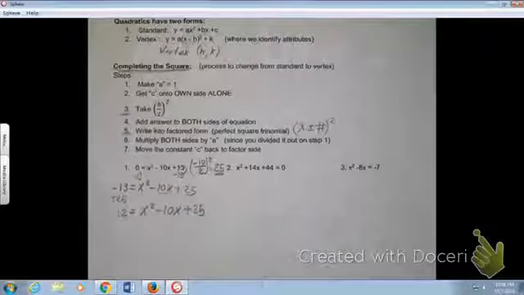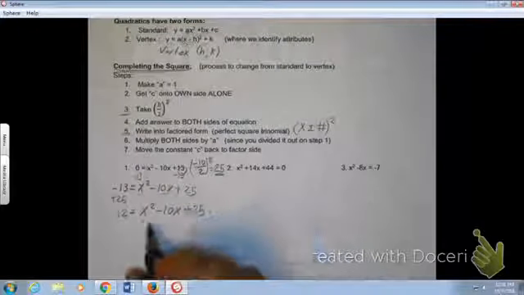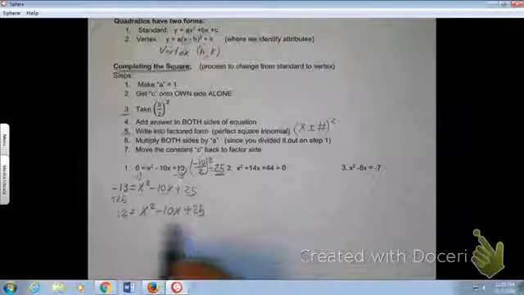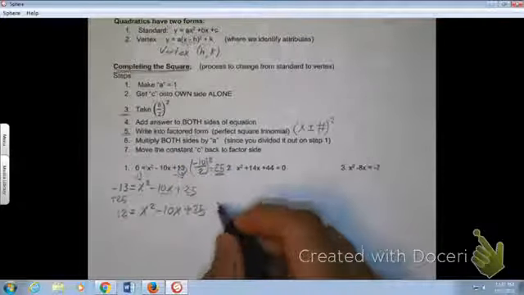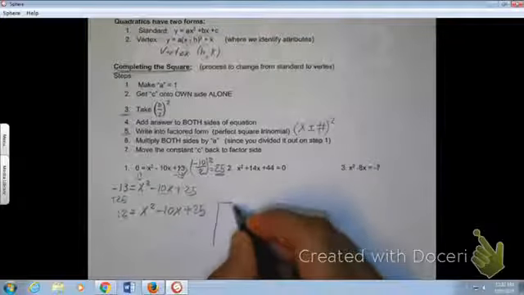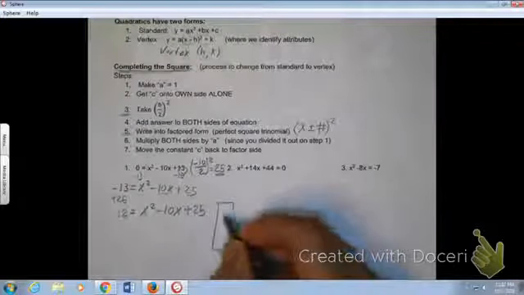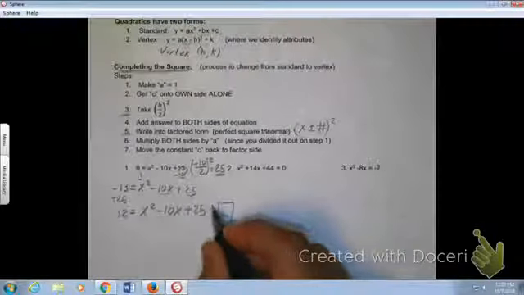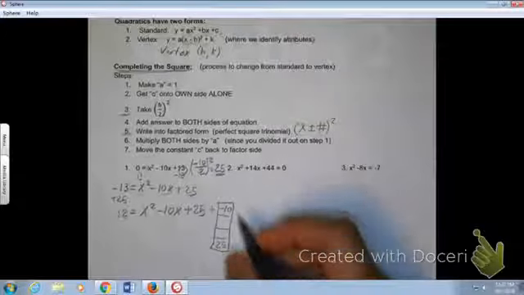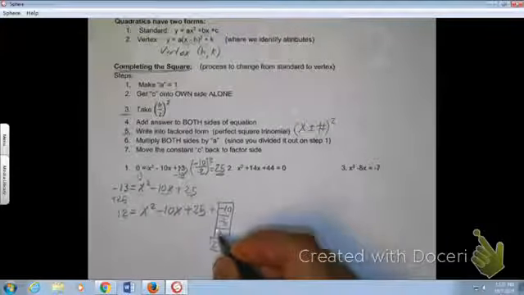Now the next step is we need to factor this. That's why it says factor form. I don't know if you remember this, but we need to find two numbers that add up to negative 10 and multiply to give me 25. Negative 5 and negative 5.